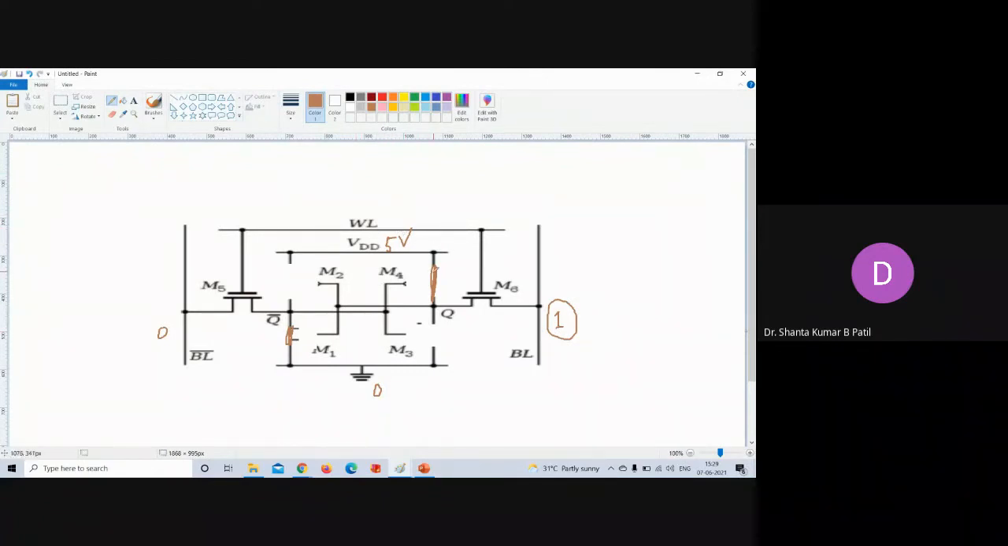The signal, either 0 or 1, is written. For example, if this is connected to 0, 0 is written; if this is connected to 1, 1 is written. Until and unless VDD is there, that is, power is there to the system, it is a 1. Once the power is removed, it gets 0 voltage. 0 means the signal is 0.